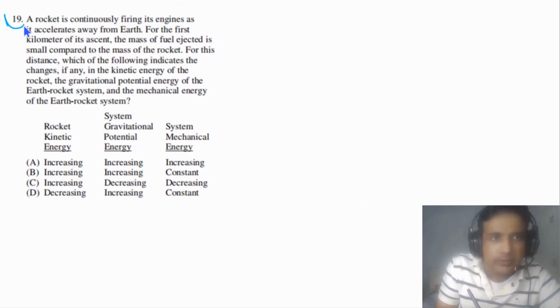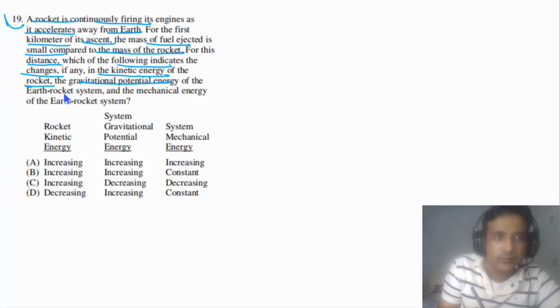Question 19 says a rocket is continuously firing its engines as it accelerates away from Earth. For the first kilometer of its ascent, the mass of fuel ejected is small compared to the mass of the rocket. For this distance, which of the following indicates the changes, if any, in the kinetic energy of the rocket, the gravitational potential energy of the Earth-rocket system, and the mechanical energy of the Earth-rocket system?